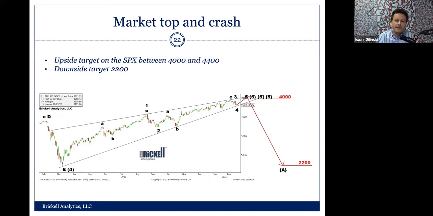Once the pattern completes, the market reverses to its origin or to its starting point. So the S&P started to rally at 2,200 on March 23rd, 2020. And now the pattern is completing, so the S&P has to get back down to 2,200. So our target on the S&P is around 4,000, which is where we're at now. You can have an overshoot and you can get to 4,200 or 4,400.